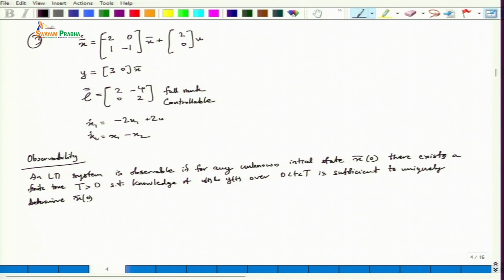So the whole idea is, say you know the control input which you are giving, u of t, and say from some measurements or some simulations you can get y of t over some finite time capital T.